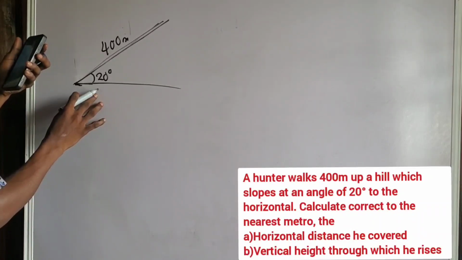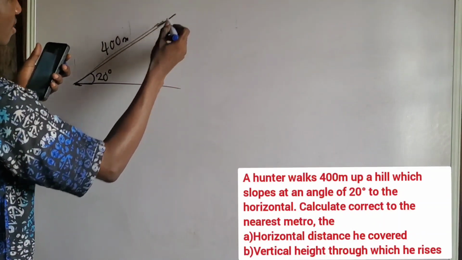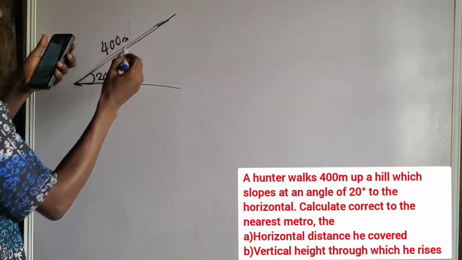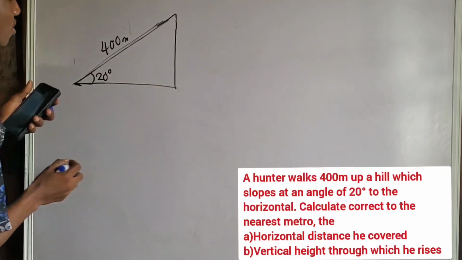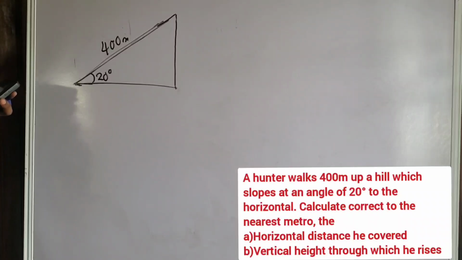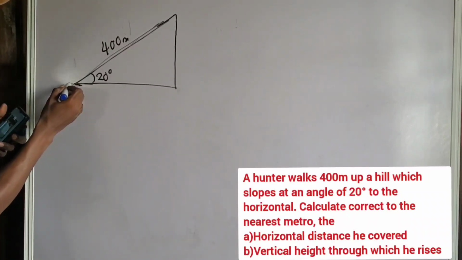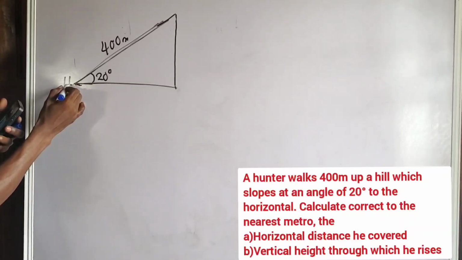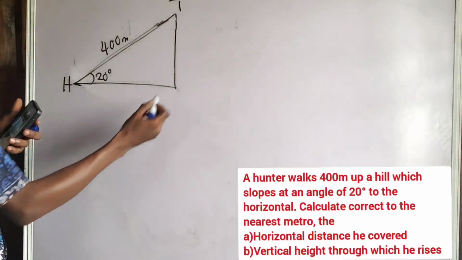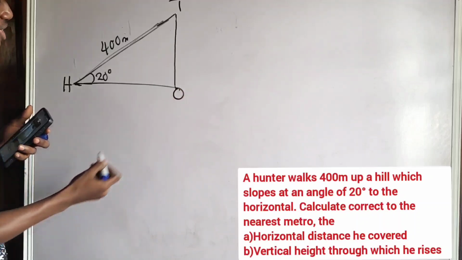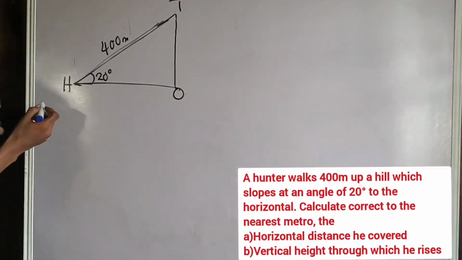The horizontal distance covered, okay? Then the vertical height through which it rises. Now, we are looking for two things: the horizontal distance covered and the vertical distance through which it rises. Now, listen. This is the hunter, H. This is the top of the hill. Let's call this point O. So we are looking for the horizontal distance.